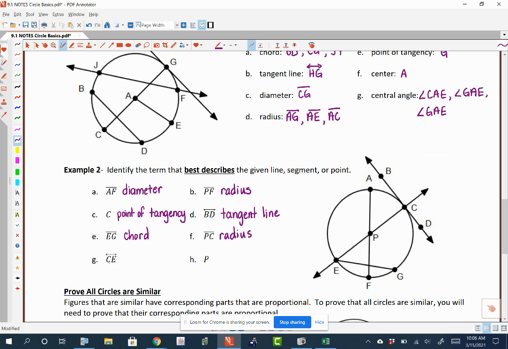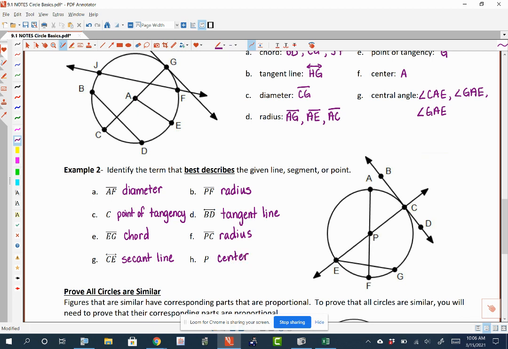Line CE, so from C to E, but we're talking about that whole line. If I was just looking from C to E, that would be a diameter. But I'm looking at the whole line. So a line that crosses a circle twice is called a secant line. And the last one, H, is point P. And point P is just the center of our circle that we've been using already.